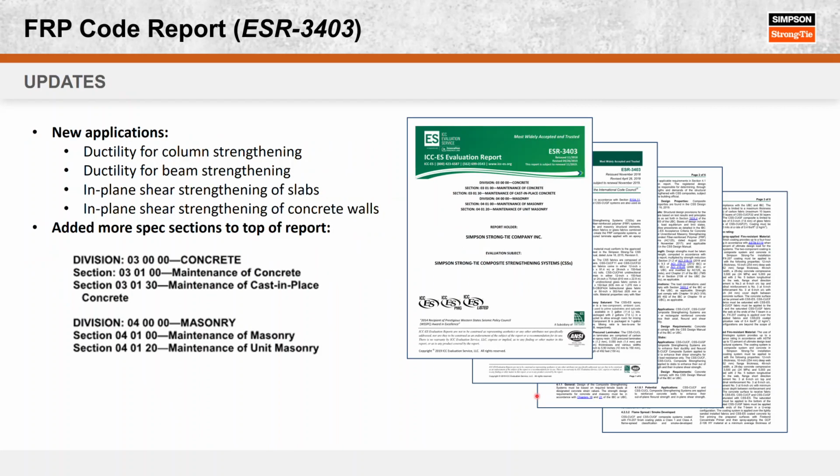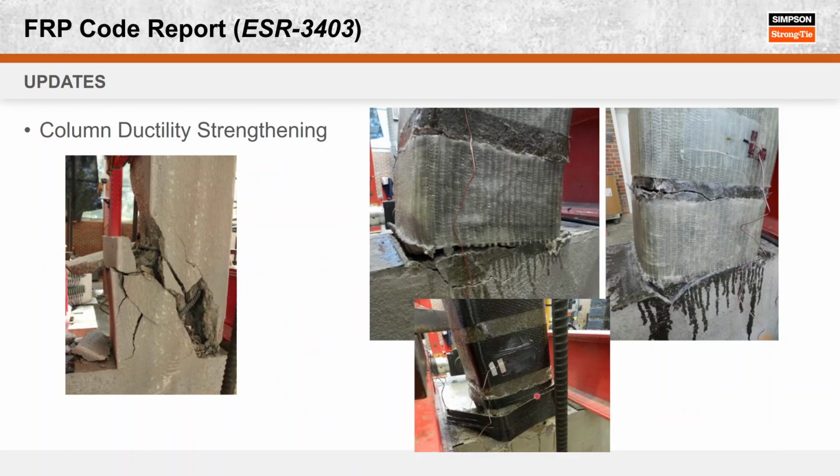So our recent updates to our FRP code report, we added seismic strengthening. I think this was last year. So we added ductility for column strengthening, ductility for beam strengthening. We added in-plane shear strengthening of slabs and in-plane shear strengthening of concrete walls. And on the concrete walls, actually Aniket is on his way to Colombia next week to watch the tests of our FRP. I think I have pictures of them.